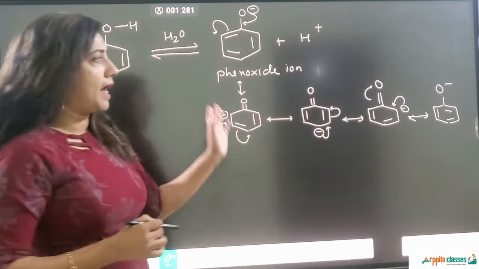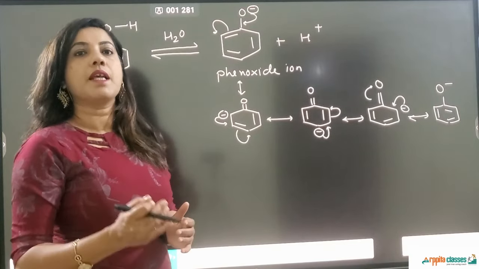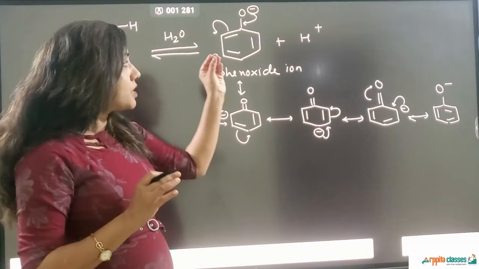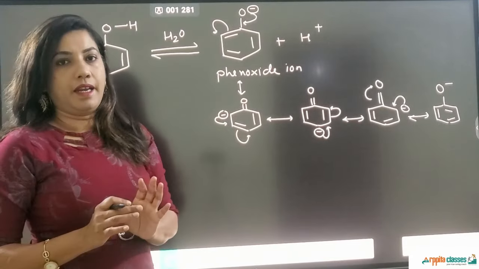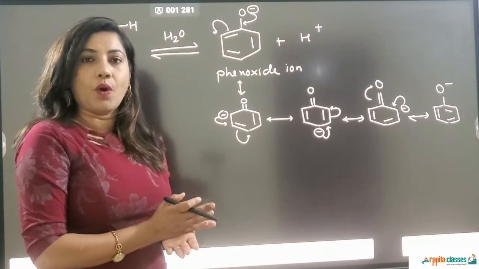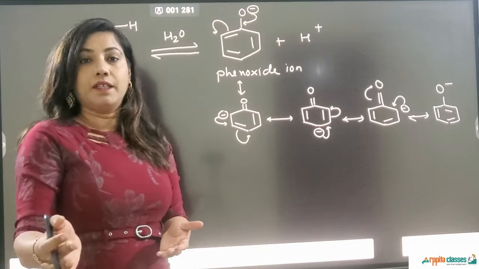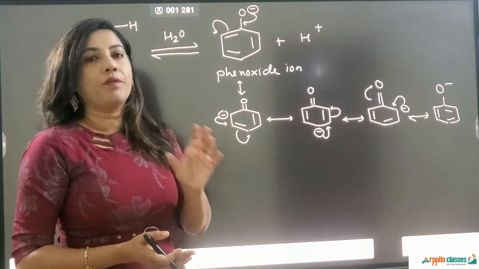So we get so many canonical structures, and we know that the more canonical structures there are, the more stable the compound is. So the conjugate base is much more stable because of these resonance structures, and hence phenol is acidic in nature. Okay, though it comes under alcohol. We have studied this compound in alcohol, phenol and ether, but still it is acidic in nature because of the stability of the conjugate base.